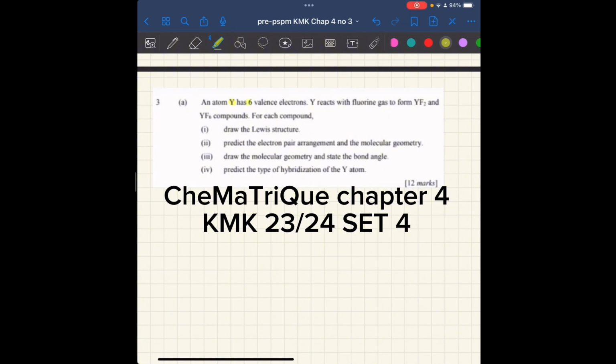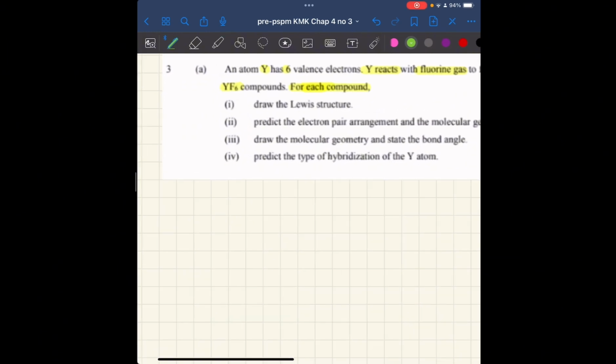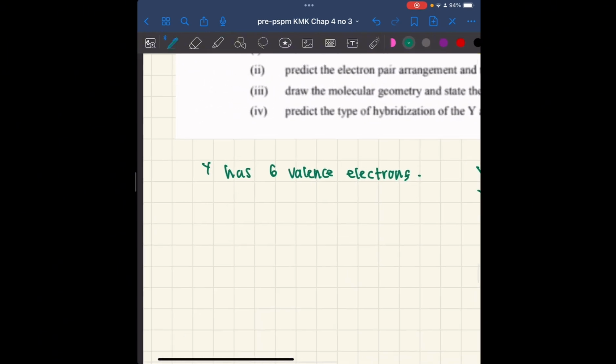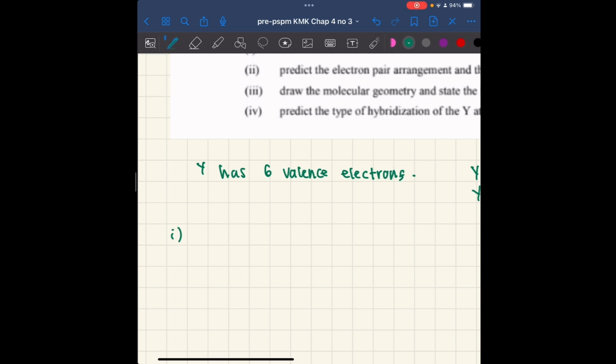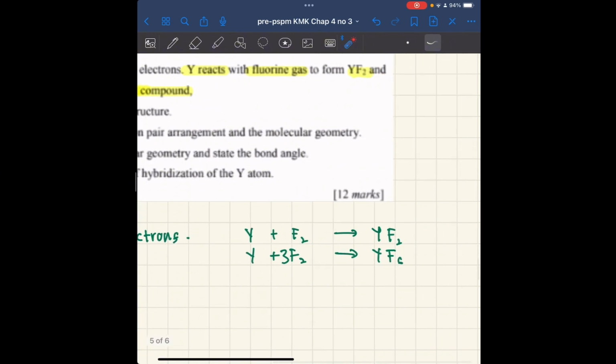Y has 6 valence electrons. Y reacts with fluorine gas to form YF2 and YF6 compounds. For each compound, draw the Lewis structure. The information given, which one? Draw the Lewis structure, one Roman Lewis structure for each compound. So we have to draw the Lewis structure of YF2 and YF6.